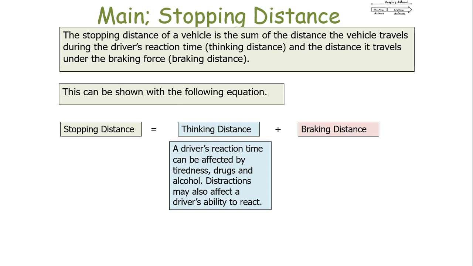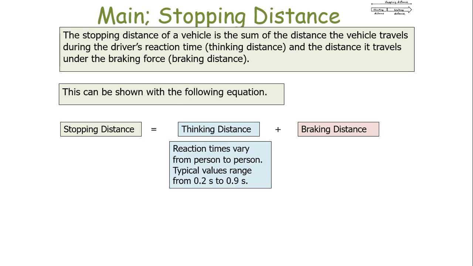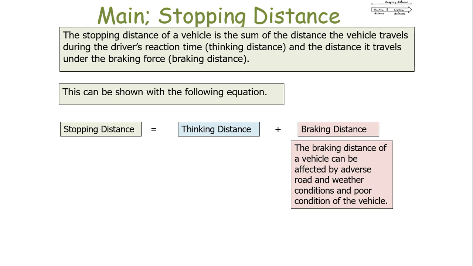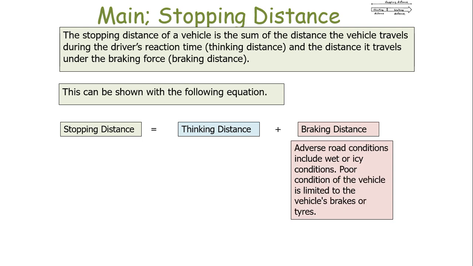So for example, using your mobile phone, having a conversation with someone, and reaction time varies from person to person, but the typical values range from between 0.2 seconds to 0.9 seconds. The braking distance is the distance the vehicle travels under the braking force. So it can be affected by adverse road and weather conditions and the poor condition of the vehicle.